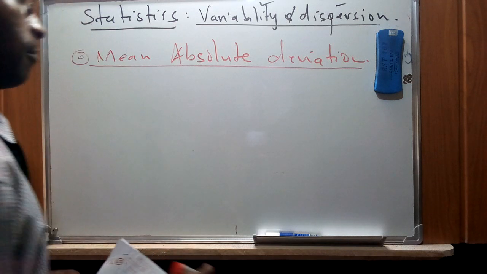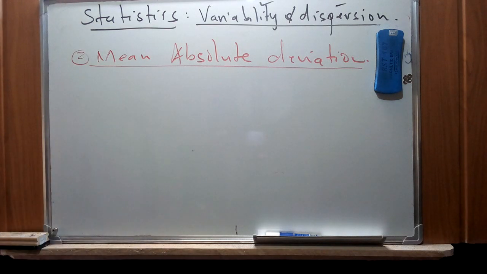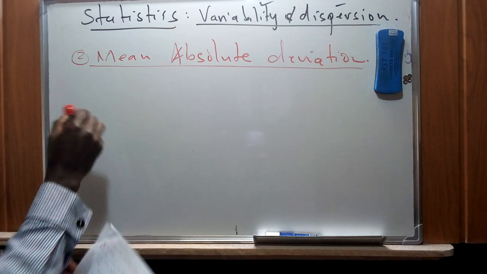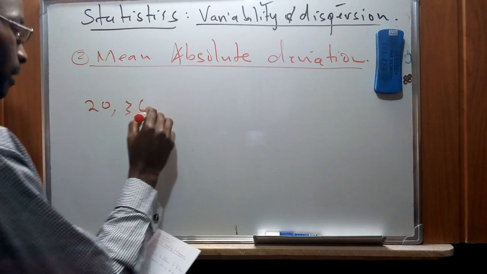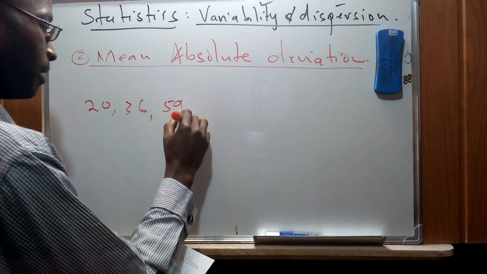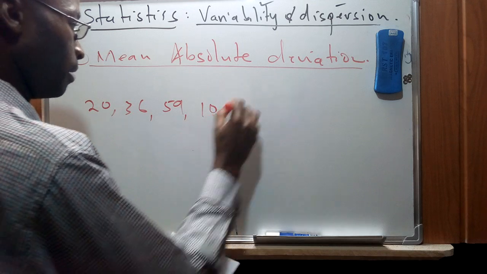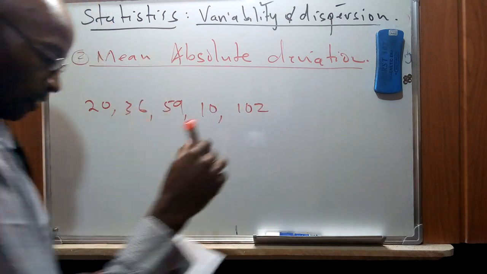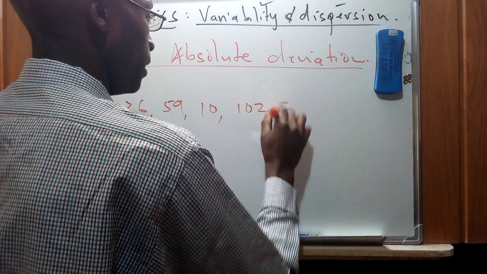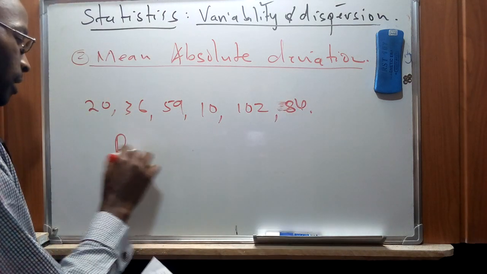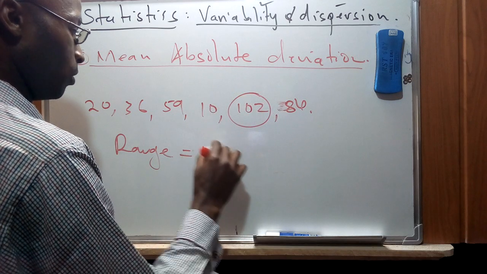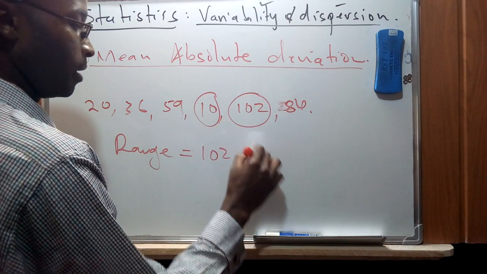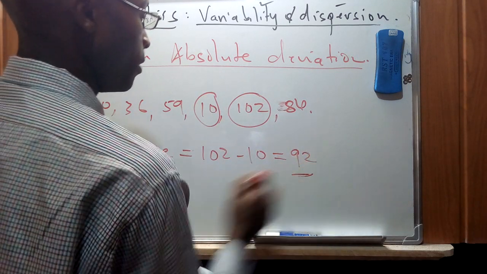Now, from our first video on statistics, on variability and dispersion, we gave the concept of a range. We gave this set of data that assisted us in finding the range from the largest and the smallest value. I'm going to write it again so that it helps us understand the concept of the mean absolute deviation. So the last one is 84. And we said that we can give the range by finding the difference between the largest value, that was 102, minus the smallest value, that was 10, and we got our range of 92.